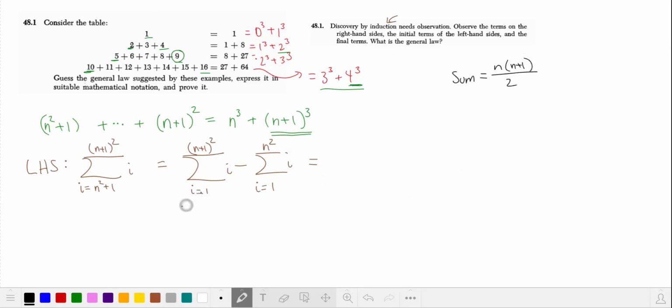So I'll apply this to our first summation. We're adding the numbers from 1 to n plus 1 squared. So we take n plus 1 squared plus 1 more than that and divide by 2. And then this is the sum of the integers from 1 to n squared. So we'll subtract this. This is n squared times n squared plus 1 over 2.